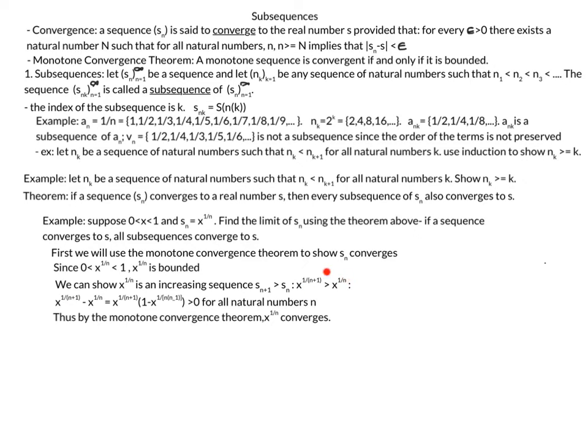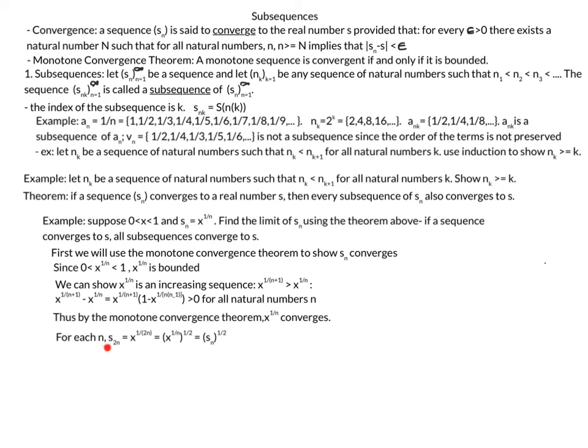I move this term over with subtraction, and then I combine these two terms, and I see that since x raised to this power is less than 1, then this subtraction is going to be greater than 0 for all natural numbers. Thus, that must mean that Sn plus 1 is greater than Sn, and by the monotone convergence theorem, since we have an increasing sequence that is bounded, that must mean our sequence converges.